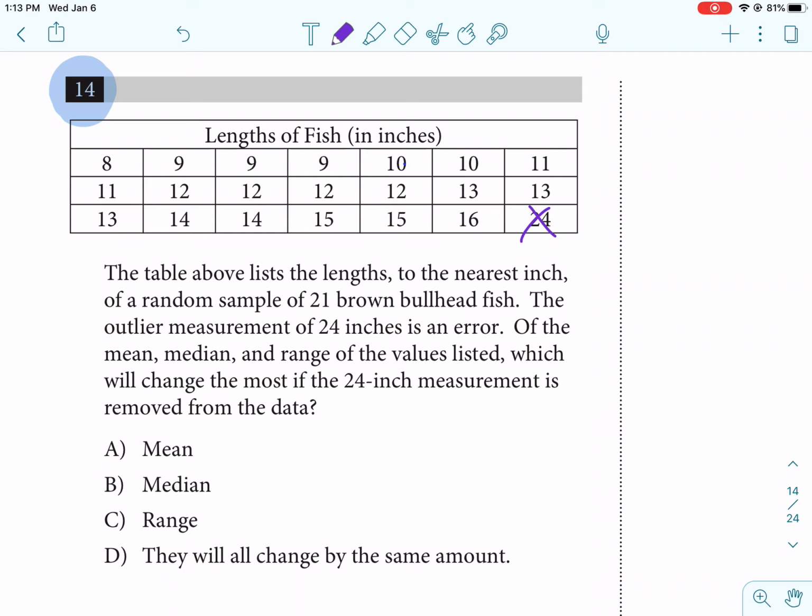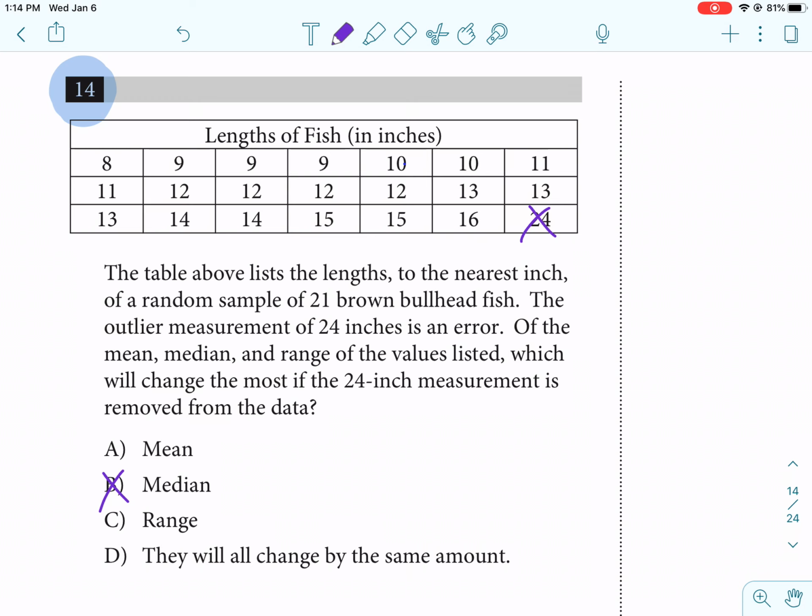One thing that I'm going to tell you right now is if I take out a value at the very end of a set of data, that's not really going to mess with the median very much. I'm still going to kind of be in this area somewhere. You could go ahead and calculate that, that'd be great, but in my opinion, that's a waste of time. So what I'm going to do is find the mean and the range with and without the 24.